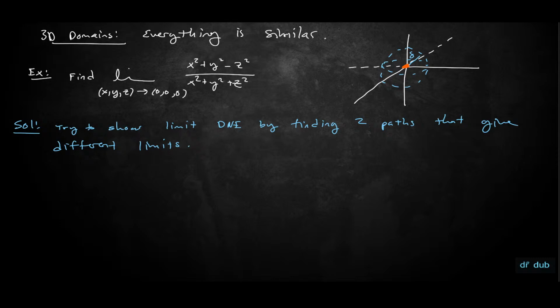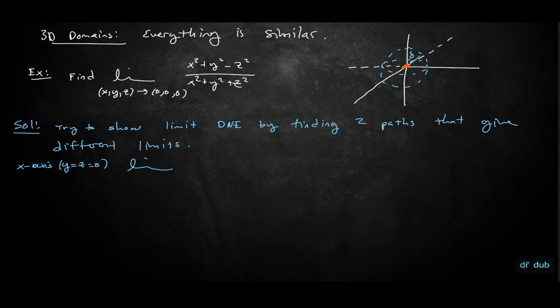That's pretty much the strategy to start with usually, unless it's continuous. If it's continuous, just plug it in. But I can't plug this in because it's not in the domain. So then I go to, okay, does it not exist maybe? And then try to show it doesn't exist by finding 2 different paths. So I'm going to try the x-axis. Well, that's basically when y and z are both 0.